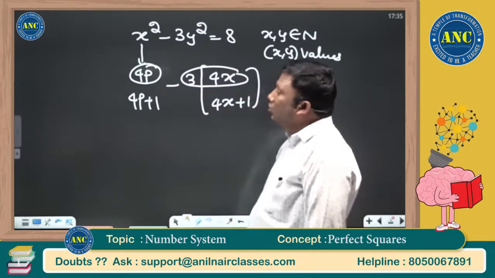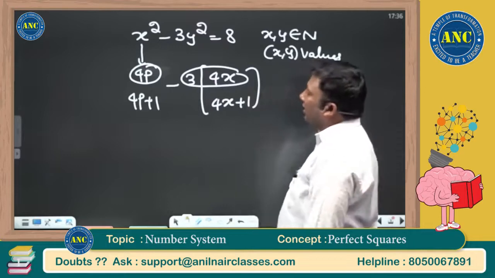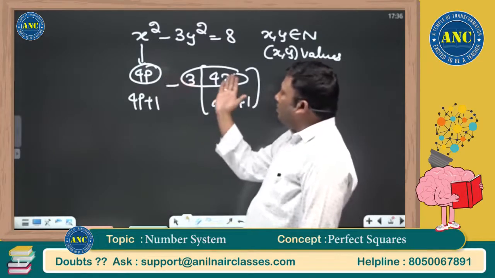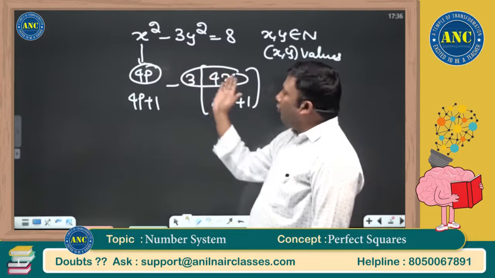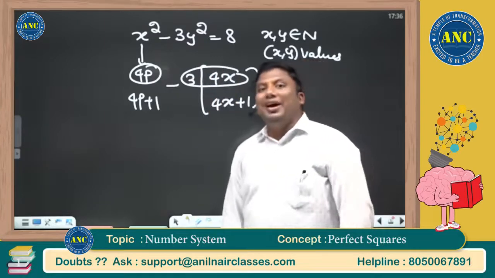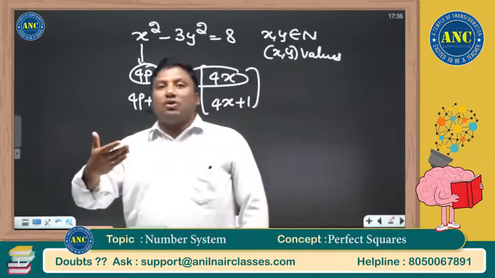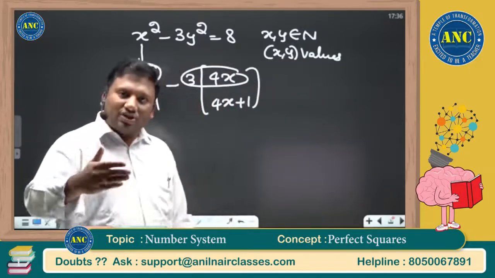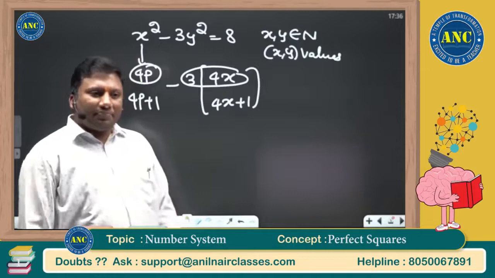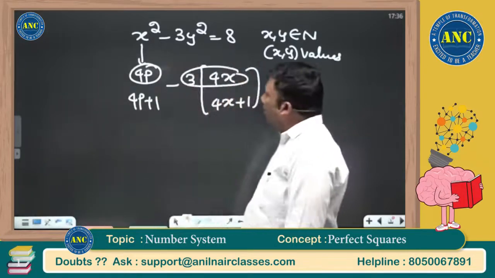8 is 4 into 2. Then how to solve that kind of questions? 4p minus 3 into 4x. Divisible by 4, divisible by 4. I hope the idea is clear. The reason why I erased the question is to tell you the first basic question, then I will get you into the next level question.